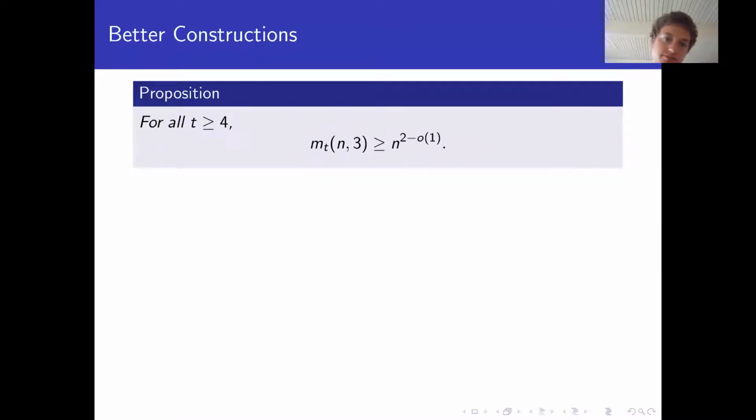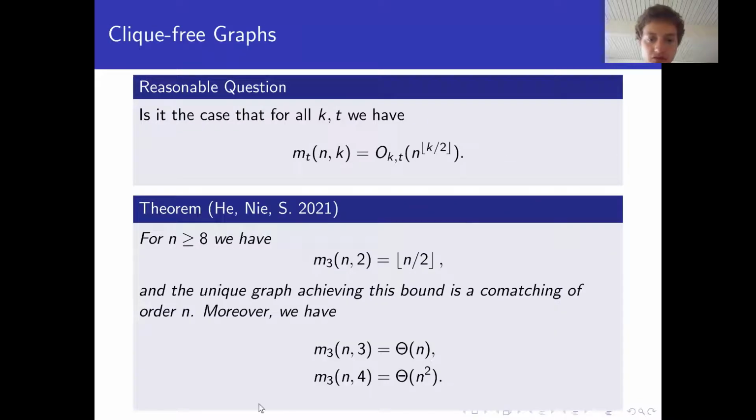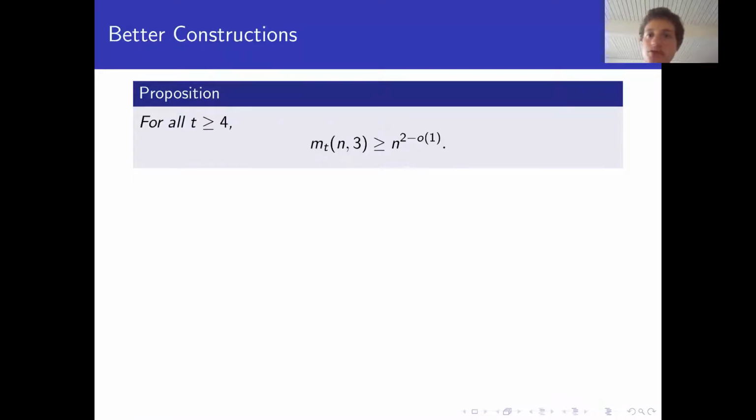In particular, for K_t-free graphs with t greater than or equal to 4, the maximum number of 3-MISs is at least n squared minus o(1). So for triangle-free graphs, the number of 3-MISs is at most linear. But once you go up to K4-free graphs, you immediately get an extra factor of n, more or less.